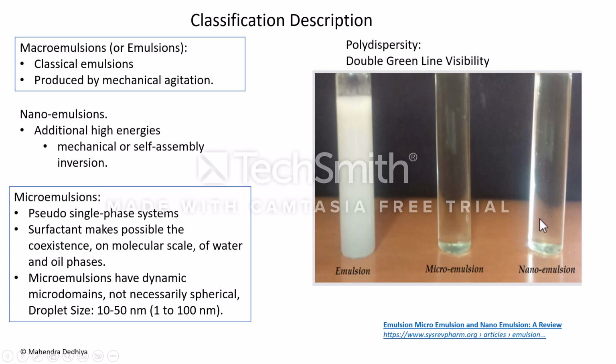Nanoemulsions are emulsions, microemulsions are emulsions. That means oil, water, and surfactant, and oil for oil and water will be a globule.